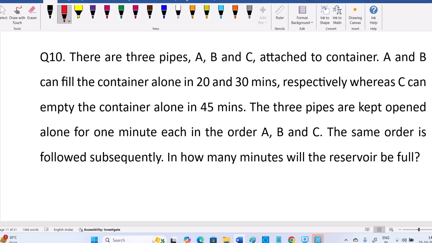Here this is an alternate concept I can say. First minute A only is open. Sir, how can you say 1 minute each? First minute A opens, then closes. Second minute B opens, then closes. Third minute C opens. Fourth minute A again, fifth minute B, sixth minute C. Like that the process goes on. Then how many minutes are required to fill the tank?